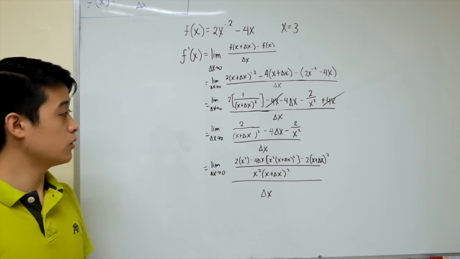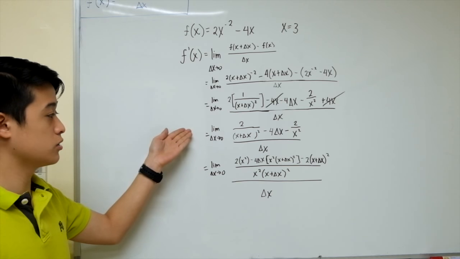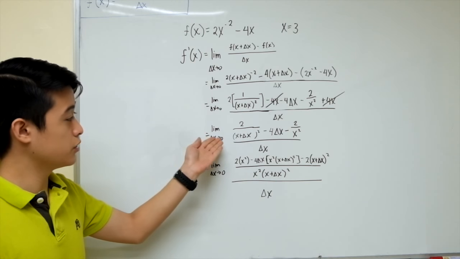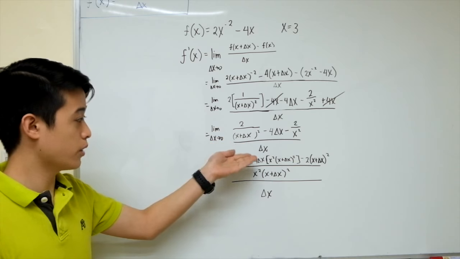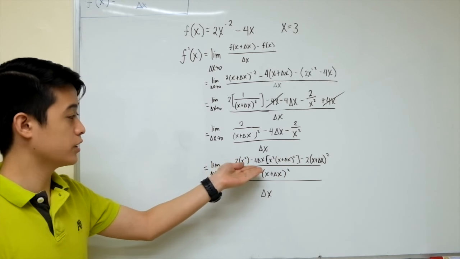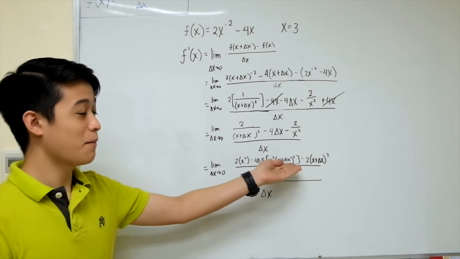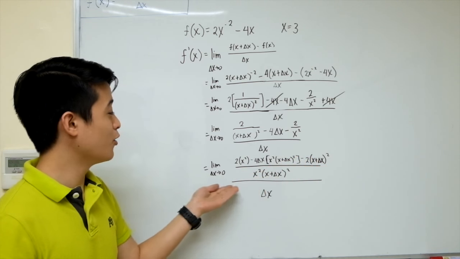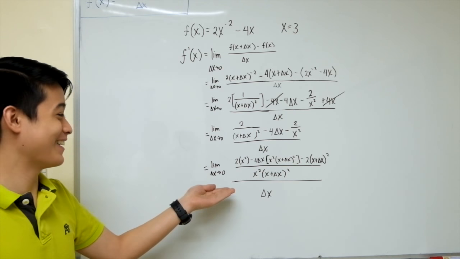So our objective now is to make the numerator into a simple fraction so that we can cancel out the delta x. So the LCD of the numerator is x squared times x plus delta x squared. So it becomes 2 times x squared minus 4 delta x times x squared times x plus delta x squared minus 2 quantity times quantity x plus delta x squared, all over x squared times quantity x plus delta x squared, all over delta x.